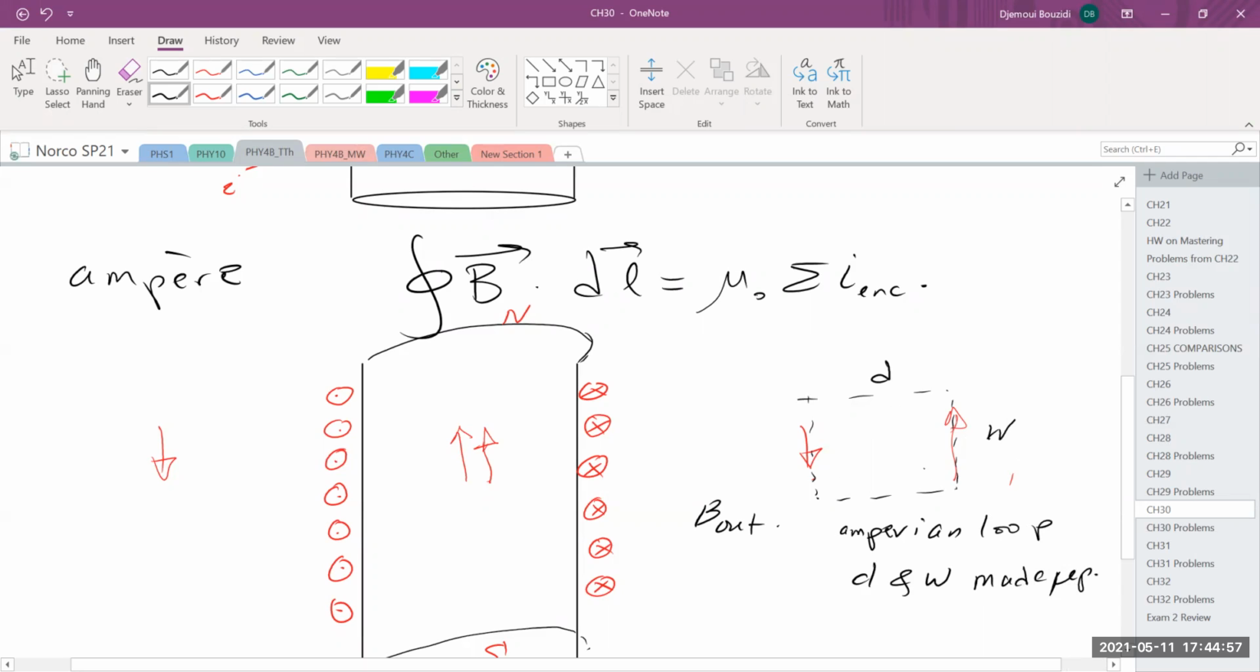And we're going to say the circulation of the magnetic field, of course, it has to go counterclockwise to be positive. The circulation along this path of width W and depth D must be equal to the currents enclosed times mu naught. Now, how much current is enclosed in here? How much I enclosed in here? Equals to what? Do I have any currents in there?